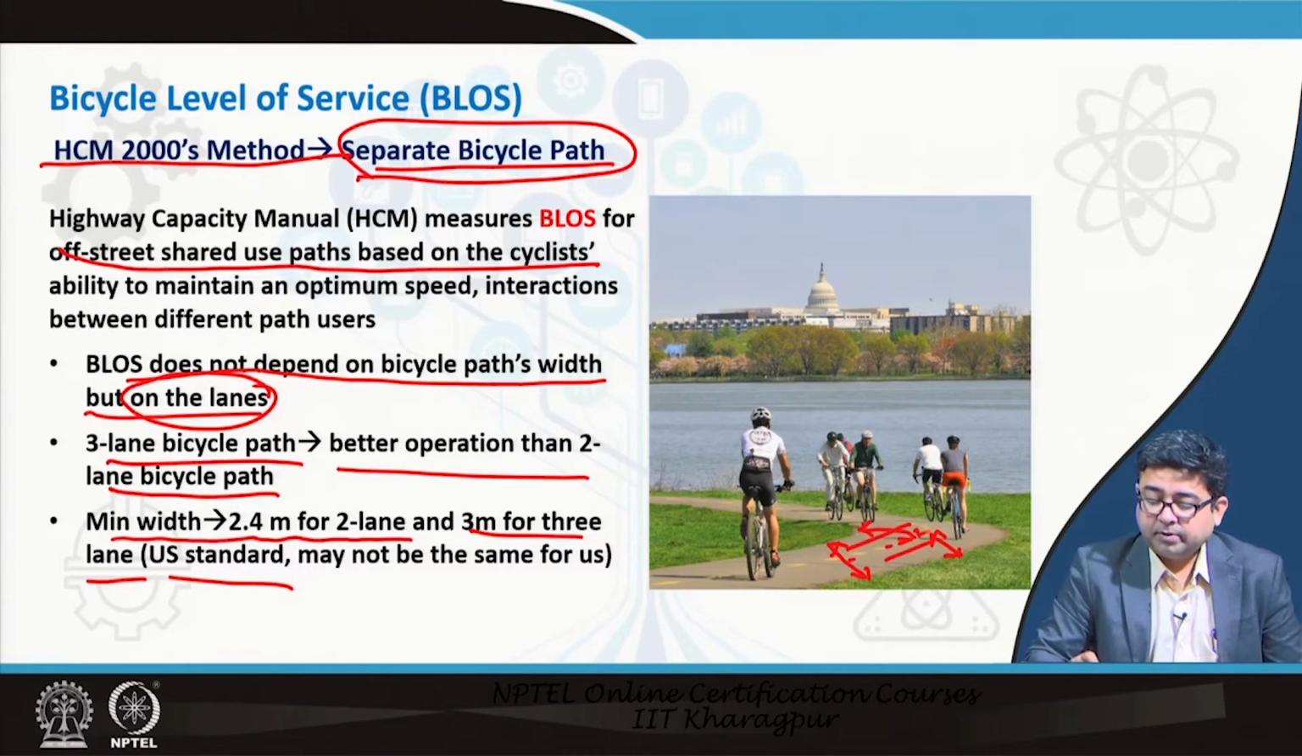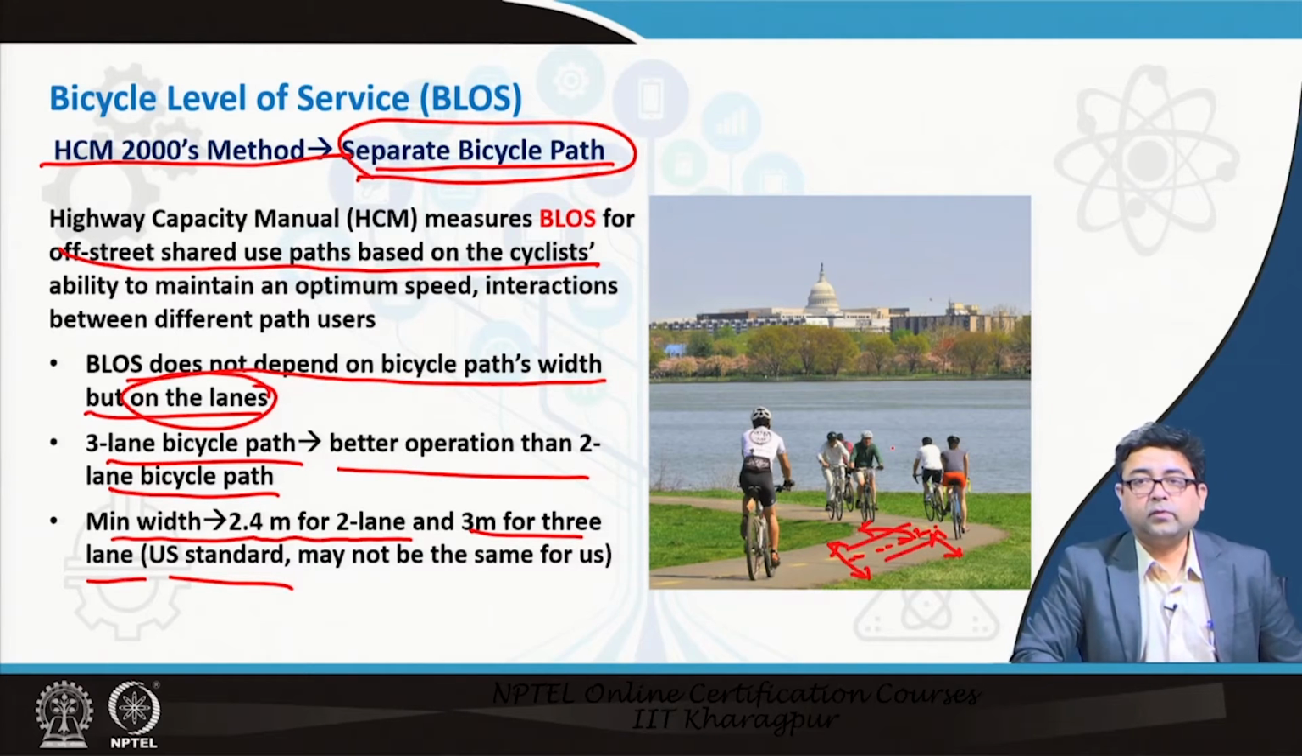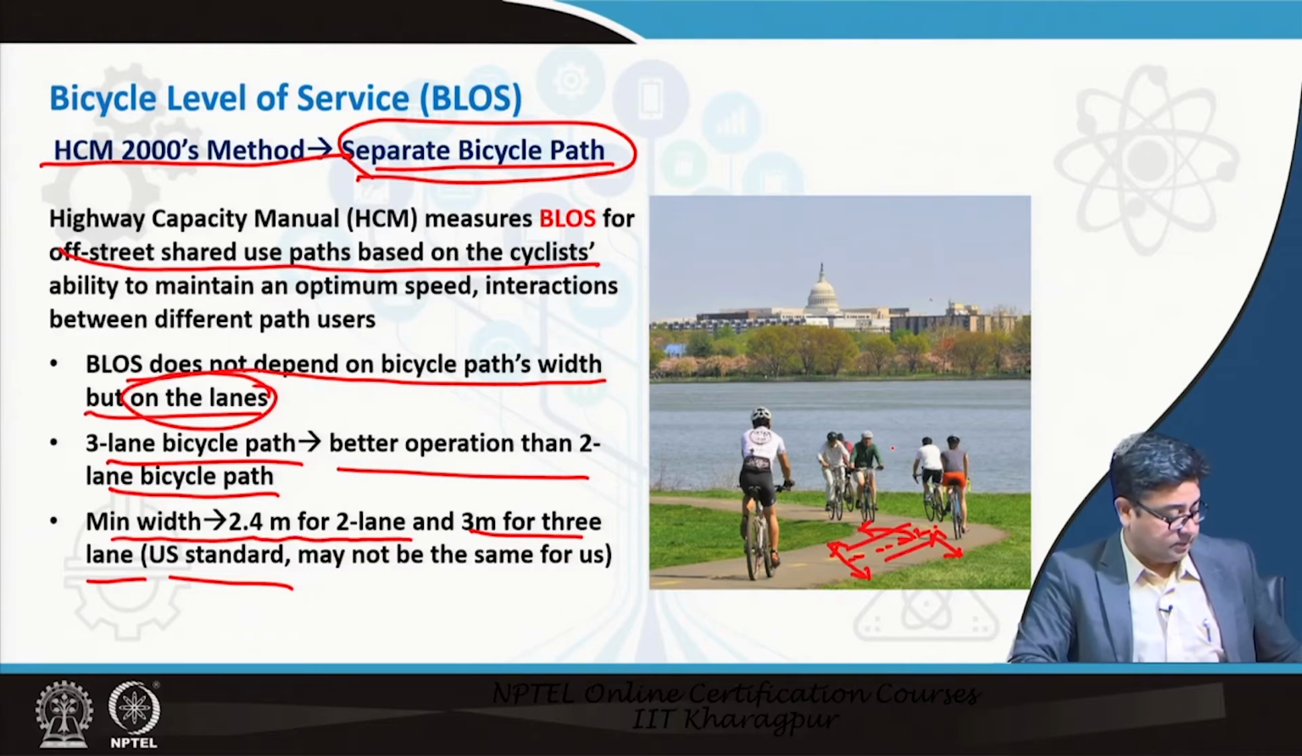These lanes help in dividing the bicycle traffic into upstream and downstream, or one way and the other way. So, you can demarcate bicyclists. Bicyclists going in the up direction can go in one lane, in the down direction can go in another lane, and if you can provide a third lane which allows the overtaking, that is even better.